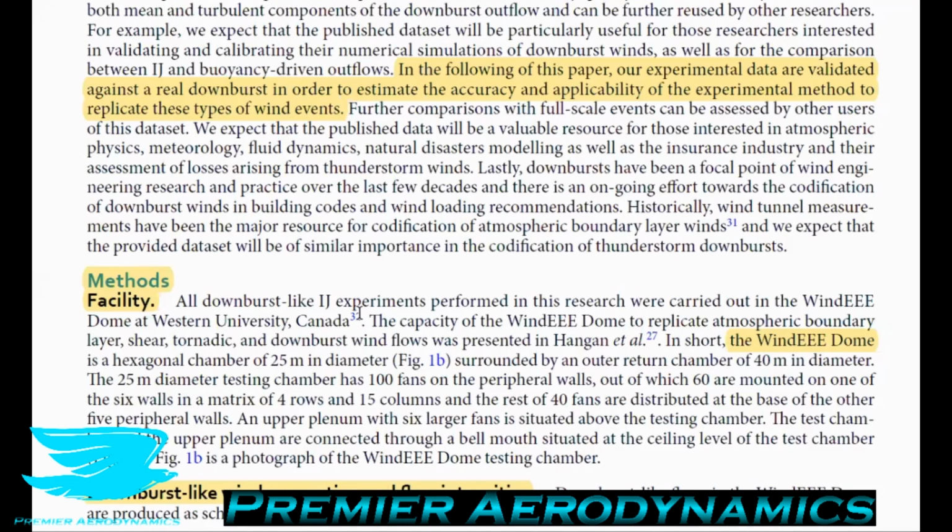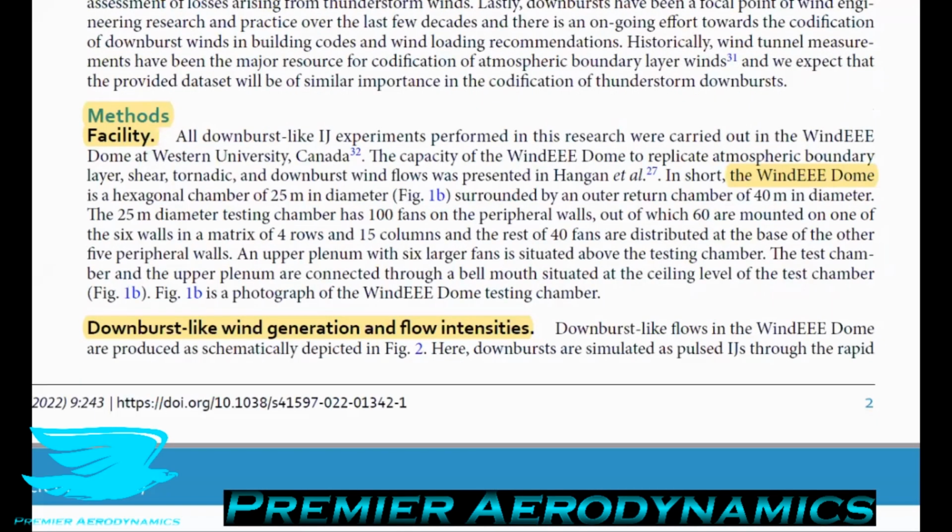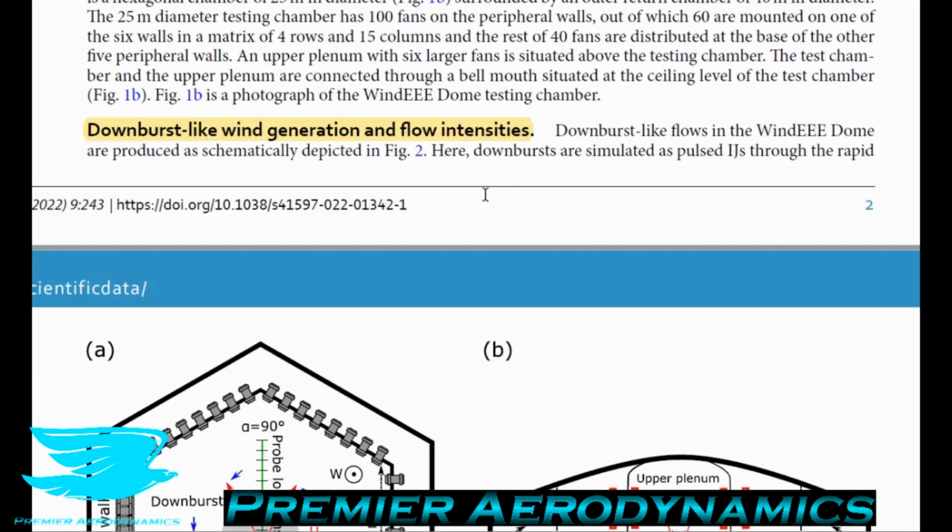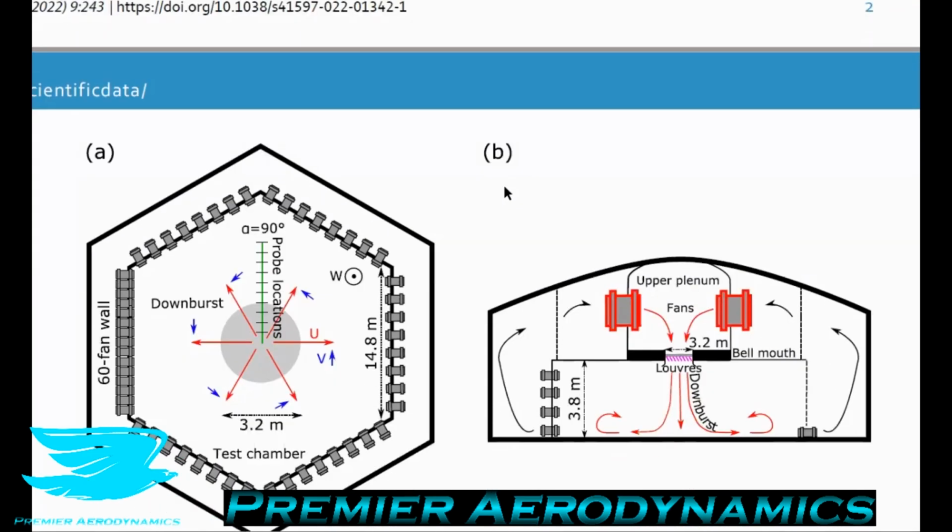So let's talk about their facility. In the WindEEE dome, downbursts are simulated as pulsed impinging jets through the rapid opening and closing of mechanical louvers, as I mentioned earlier with podcast number 11 when I was talking about that wind tunnel. They use a similar sort of mechanism.